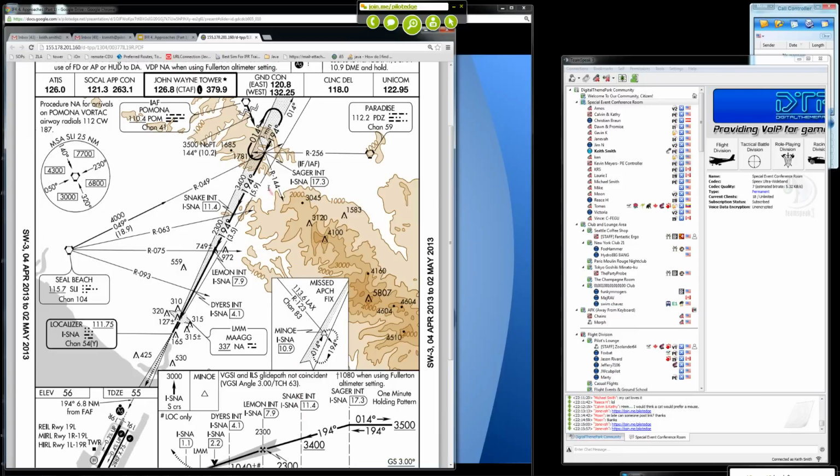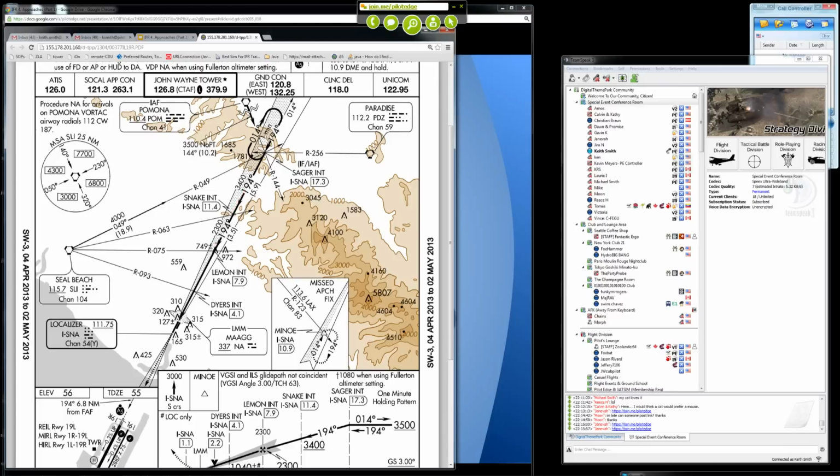Now here we do see some redundancy. Recall that on this hold in lieu of the procedure turn, there's nothing here that tells you that you can drop to 3,500 feet during this hold. Ignore the 3,500 feet over here. That's for something different. That's when the approach is flown from Pomona. What we don't have is anything telling us what we can descend to in the hold on this part of the plate, the top-down view. You have to use the vertical profile.